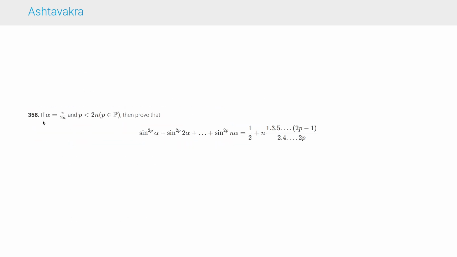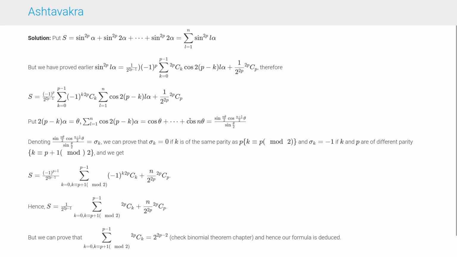Question 358 says that if alpha is equal to pi by 2n and p is less than 2n, where p is a positive integer, then prove that sin to the power 2p alpha plus sin to the power 2p of 2 alpha and so on up to sin to the power 2p of n alpha is equal to half plus n into (1.3.5 and so on up to 2p minus 1) divided by (2.4 up to 2p).